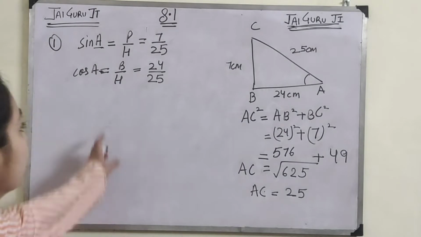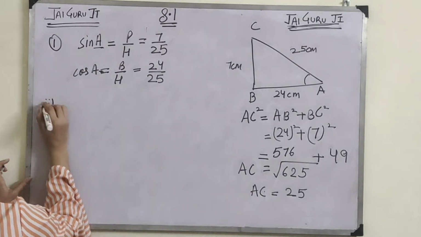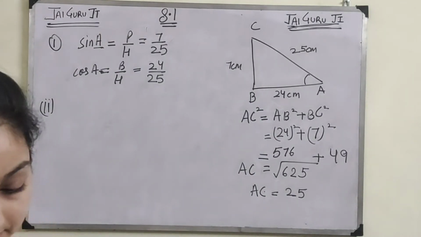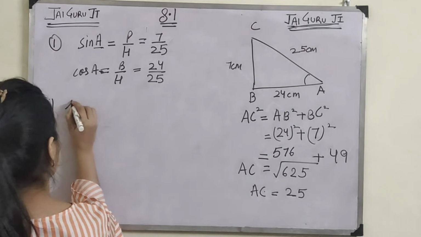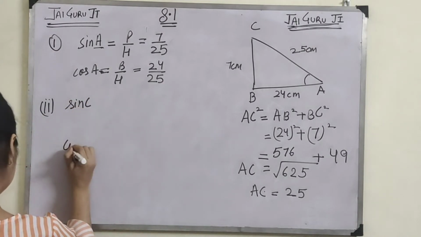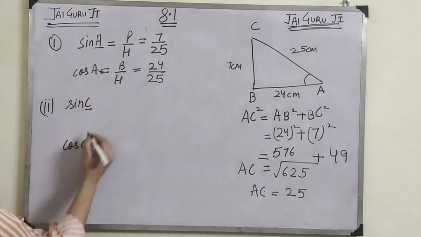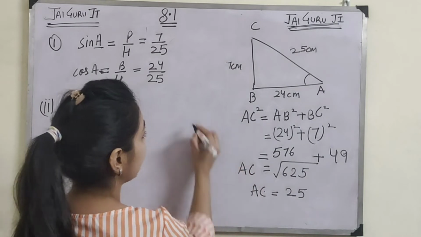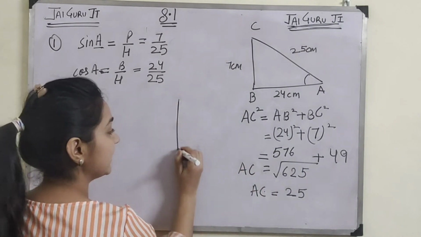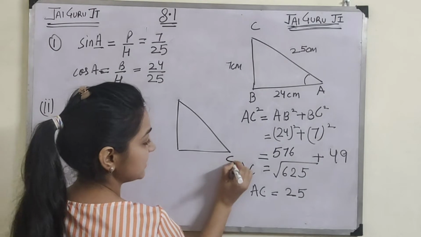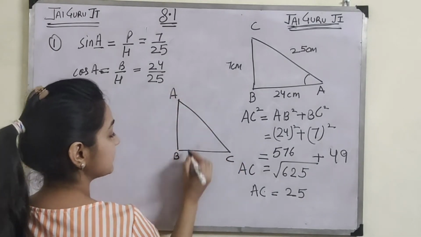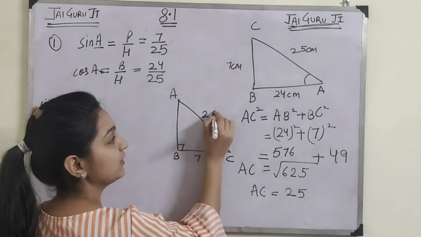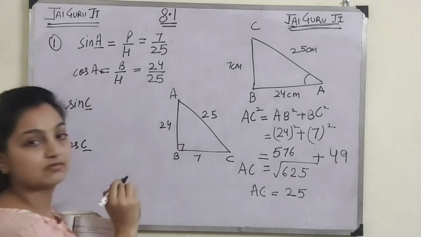You can just remove it also if you want. Now the second part. In the second part, they are saying you have to take out sine C and cos C. Now you can see that theta has been changed. Means here is C now and A is here. So I will make a different figure for it. If I take this, C is here, B would be right angle, A is here. So what is BC? BC is 7 have come here. This would be 25 only and this would be 24.